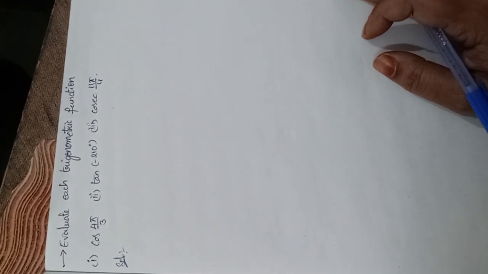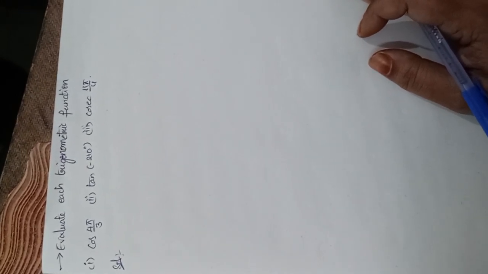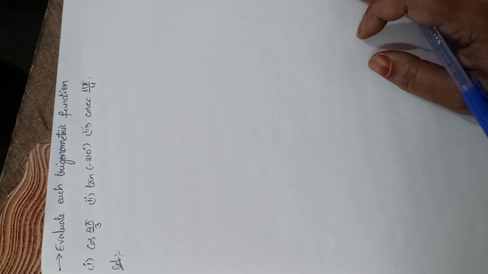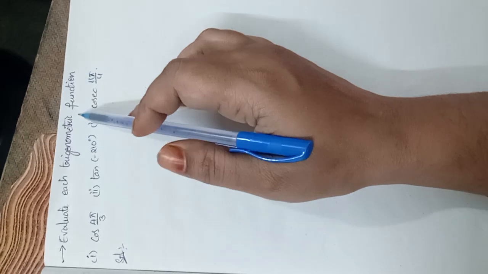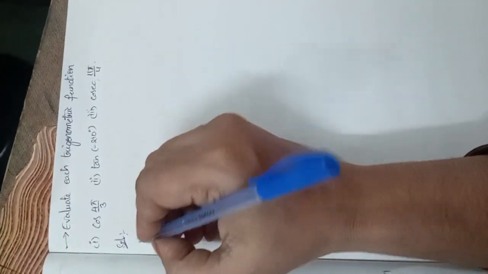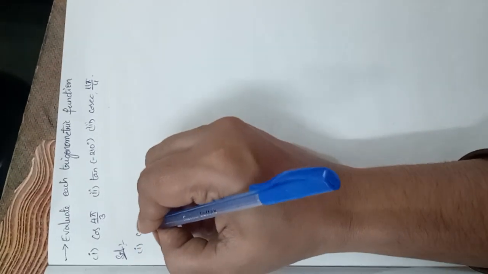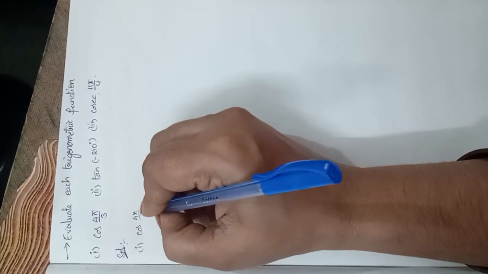In this video, I'm going to discuss a problem from trigonometric ratios and identities of 11th class. The question is: evaluate each trigonometric function. Three parts are given, and we have to find their values. Coming to the first one, that is cos 4π/3.